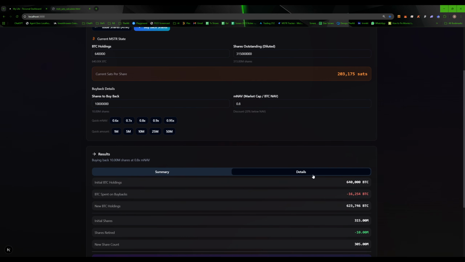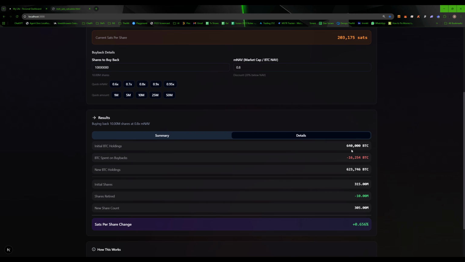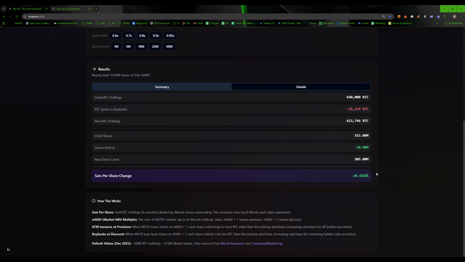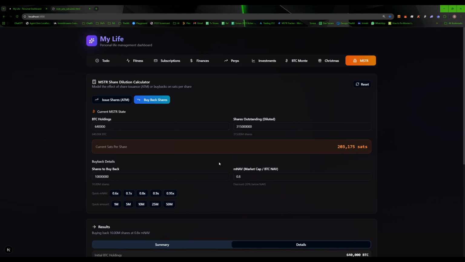If we look at the details here, before you had 640,000 Bitcoin, so you sold 16,000 Bitcoin, you bought back 10 million shares, and the net of that was an increase to sats per share. So that's how it works basically. Above 1 MNAV, if you issue shares, you're adding shares, and below 1 MNAV, if you buy back shares, you're buying them back.